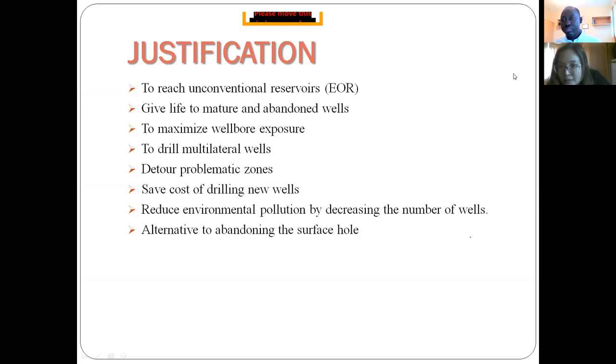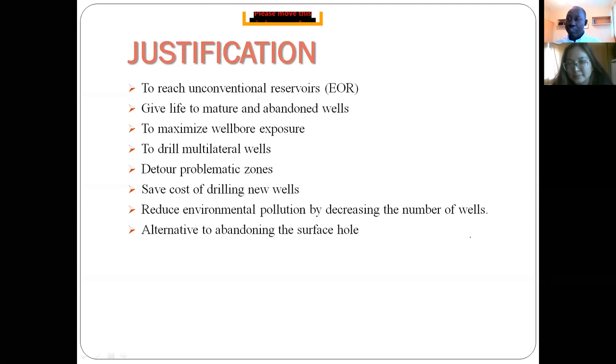Okay, I see. And the next question: is the technology used in conventional onshore reservoirs? Yes, definitely. Sidetrack drilling can be used anywhere, regardless, whether conventional onshore reservoirs or unconventional. So we can use sidetrack drilling to drill into any formation, be it conventional or unconventional.